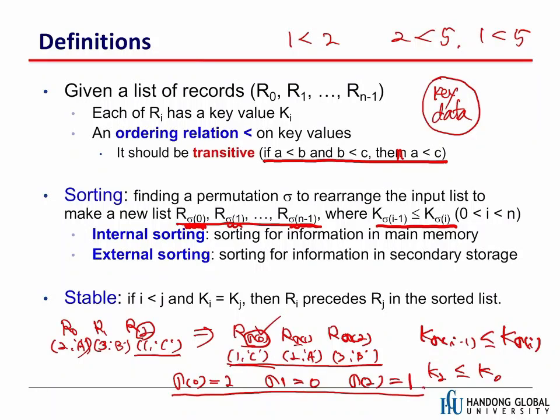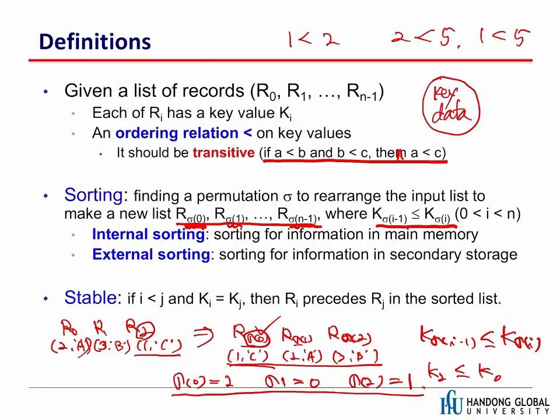Recently, we have a lot of big data. When we want to sort big data, the main memory is usually not enough. If you really want to sort it, then you probably have to use this external sorting approach. Then next one, stable.